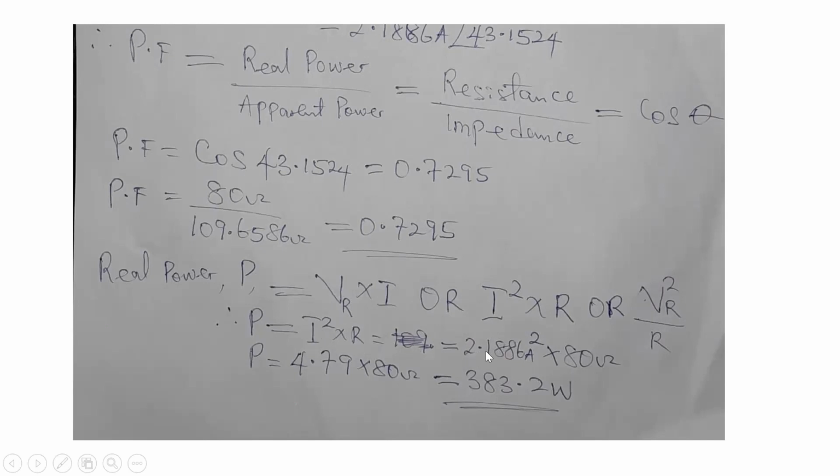And we have 2.1886 ampere squared times 80. It will give us 4.79 times 80, and this is our answer. Real power is measured in watts. So this is 383.2 watts.